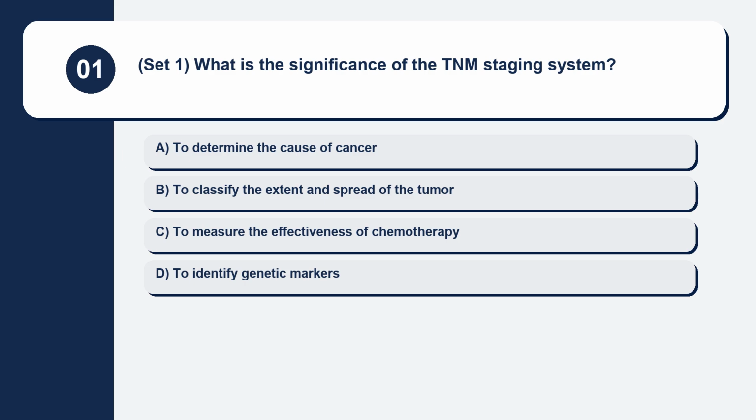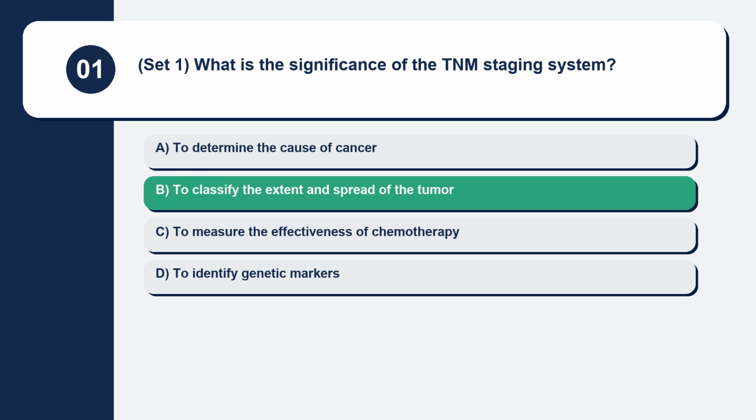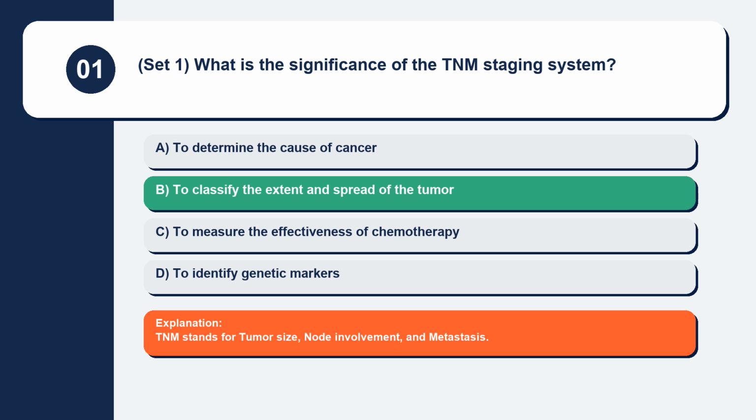Question 1. Set 1. What is the significance of the TNM staging system? To determine the cause of cancer, to classify the extent and spread of the tumor, to measure the effectiveness of chemotherapy, to identify genetic markers. TNM stands for tumor size, node involvement, and metastasis.